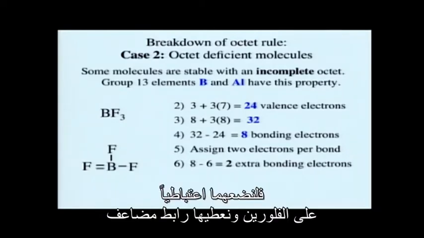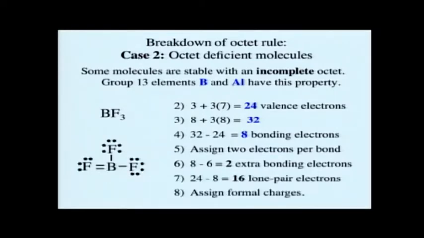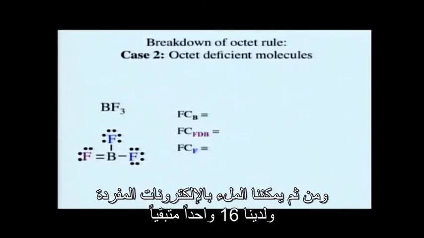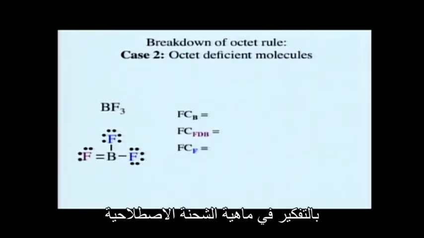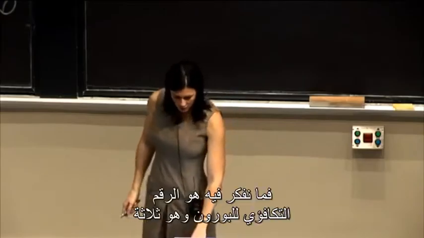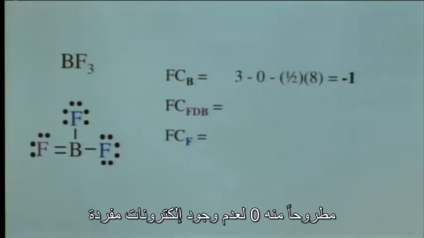So let's just arbitrarily pick a fluorine to give a double bond to. And then we can fill in the lone pair electrons. We have 16 left over. So thinking about what the formal charge is, if we want to figure out the formal charge for the boron here, what we're talking about is the valence number for boron, which is 3, minus 0 because there are no lone pairs, minus 1/2 of 8 because there are 8 shared electrons. We get a formal charge of minus 1.